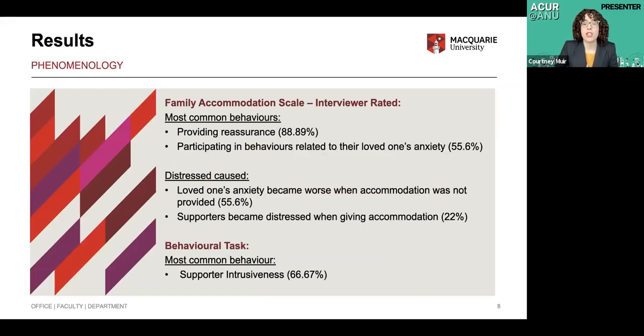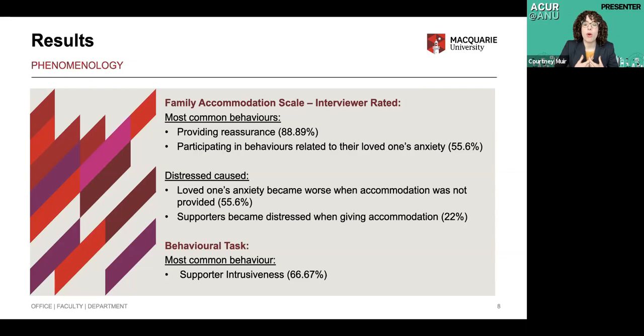And that brings me to my results. We looked first at the family accommodation scale, which was our interview questions. We saw that the most common behaviours supporters reported were providing reassurance and also participating in behaviours related to their loved one's anxiety. For example, some people mentioned that they might make phone calls for their loved one because they were too anxious to do it themselves. We also found that the loved one's anxiety actually became worse when accommodation was not provided, and the supporters even reported that they became distressed when they did provide accommodation.